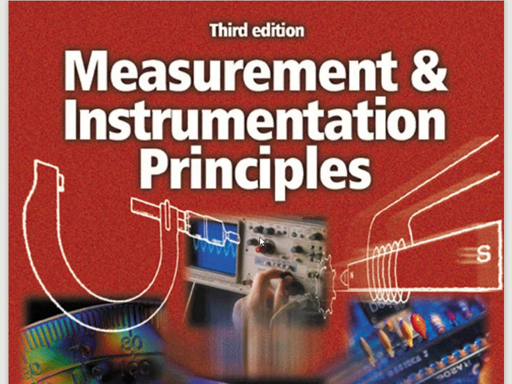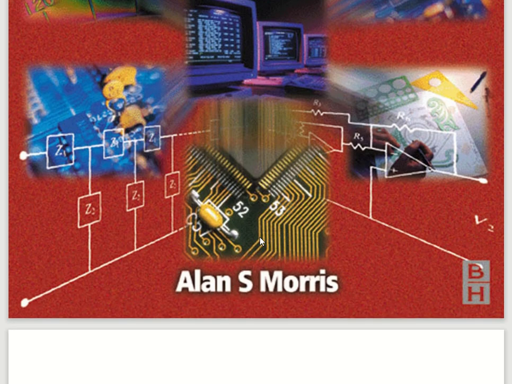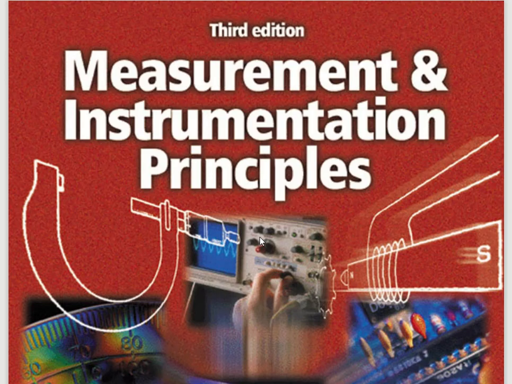Let's quickly come back here. This is the book which I am going to use for the demonstration of the subject. It is called Measurement and Instrumentation Principle. The author is Alan Morris. It will be easily available on LibGen, so you can go on Library Genesis and download the book and you can refer it.